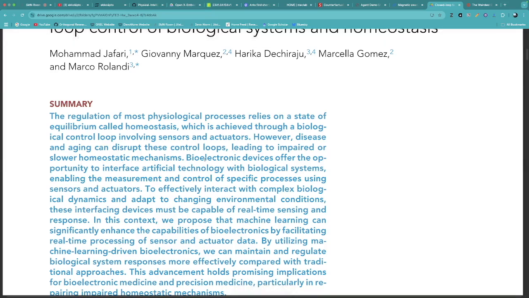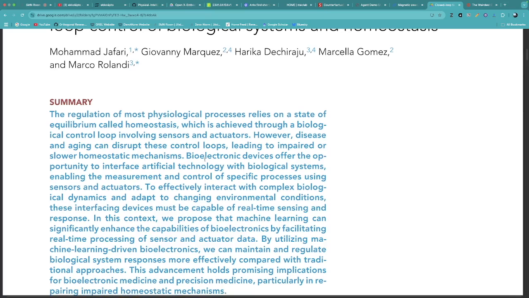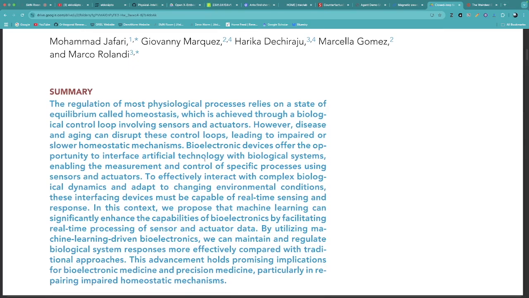Bioelectronic devices offer the opportunity to interface artificial technology with these biological systems, allowing people who have diseases or have aging issues to retain that function. So if we think about neuroprosthetics, that's one example where you could recover function, homeostatic function that's seamless, or attempts to be seamless with the physiology.